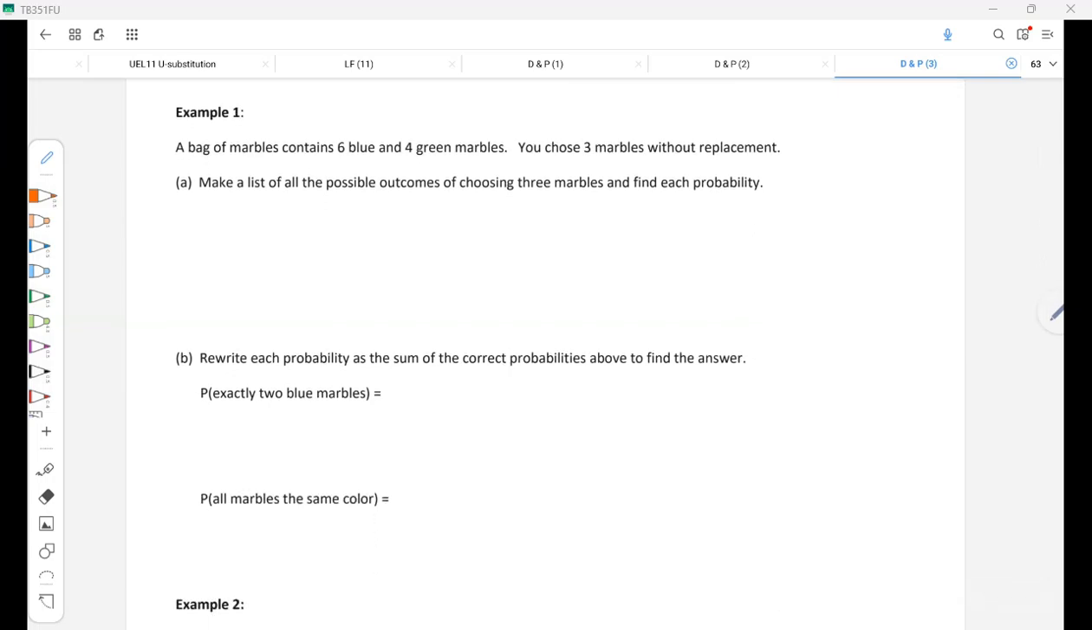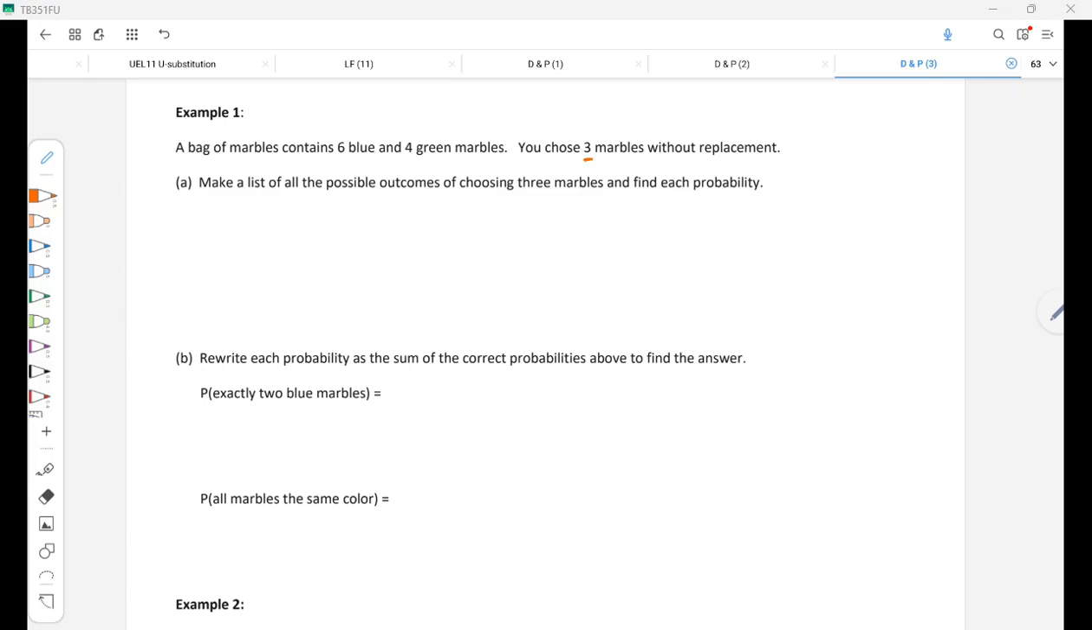The main thing that makes today's problem different than the problems that we've looked at yesterday is that along the way, there isn't just one thing that can happen at each step. So for example, in example 1, we have marbles. We've got 6 blue and 4 green. So we kept the numbers pretty simple. We are picking 3 marbles this time. So we're going to have 3 fractions to multiply instead of 2.